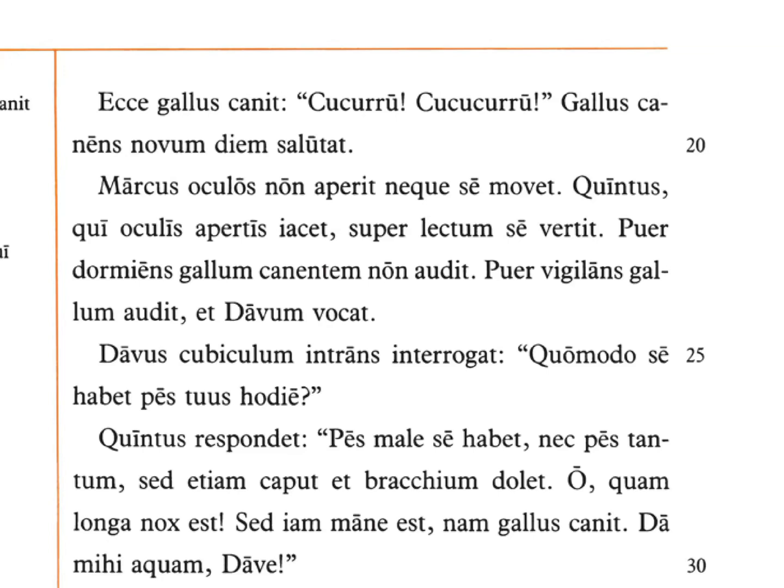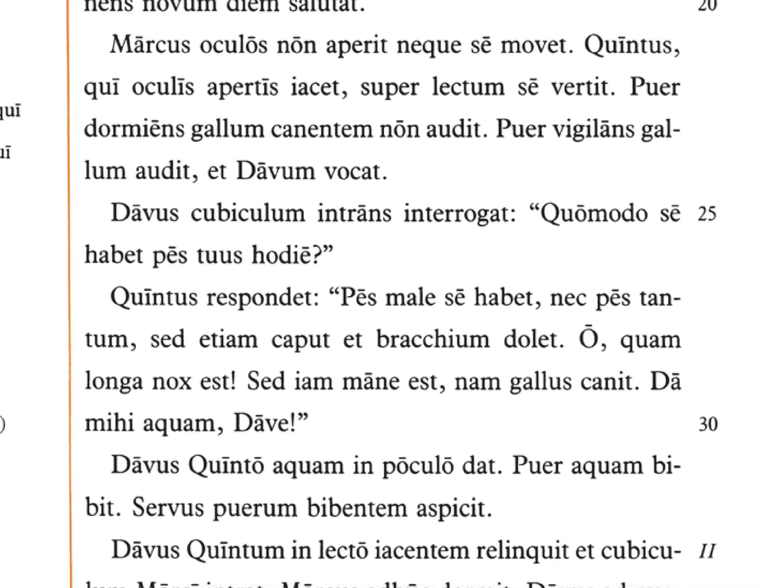Super lectum se vertit. Turns himself. Again, we could just say turns, but Latin needs to say turns himself on top of the bed, super lectum. Puer dormiens, the boy sleeping, or the sleeping boy, gallum canentem non audit, does not hear the singing or crowing rooster. So we have a lot of present participles in this chapter.